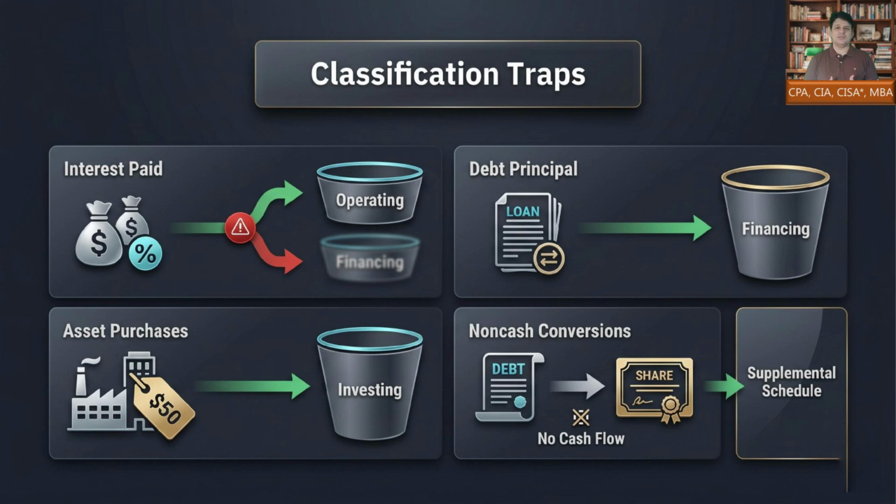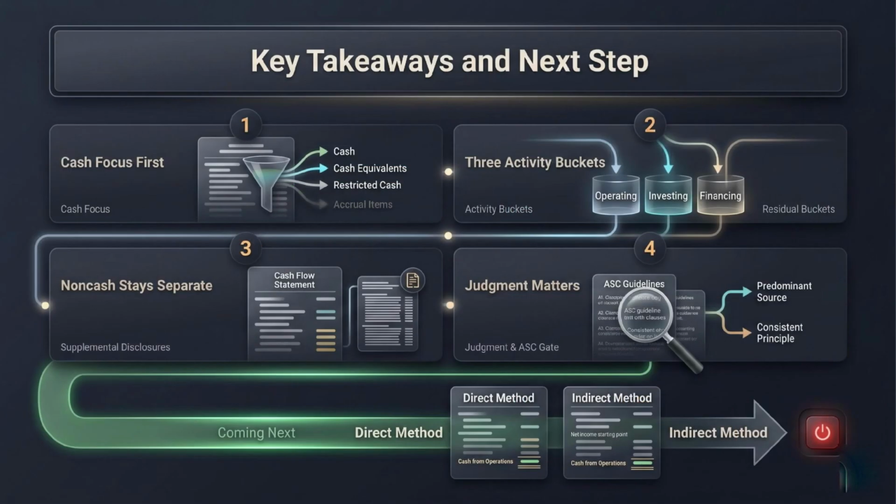Fourth, non-cash conversions such as debt converted to equity or assets obtained through finance leases with no cash paid at inception stay out of the statement body and go to supplemental disclosure. These traps are common because the words sound similar, but ASC 230 cares about the cash movement and its economic purpose. Let us close the foundation.